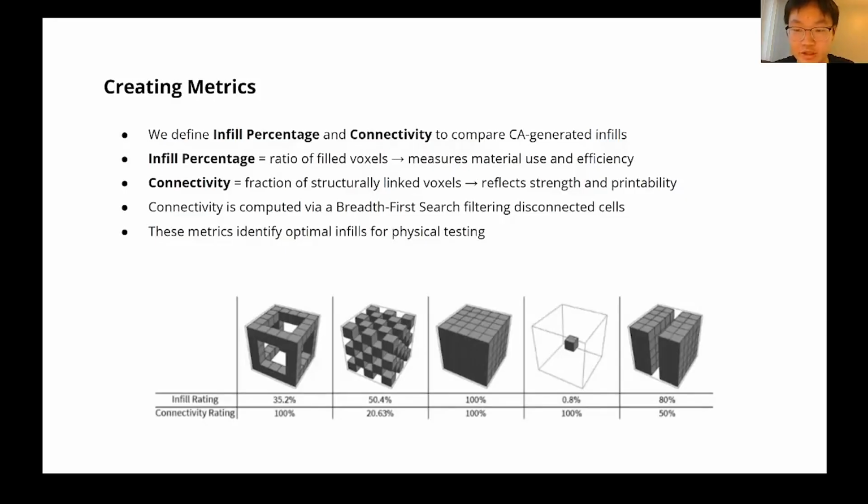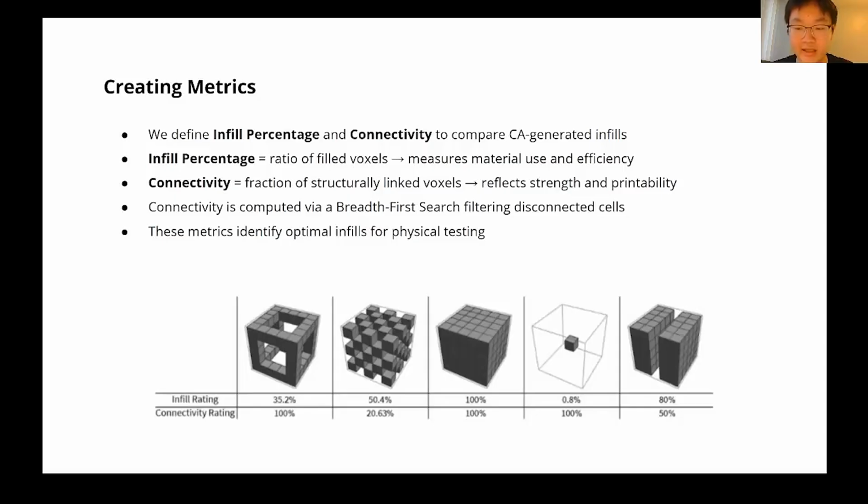Infill percentage is simply the ratio of filled voxels, and it measures how much material the model uses when printing. This is important because it tells us the efficiency and the time to print. You don't want too much material because it will waste the plastic, and you also don't want too little material because it will make the printed model very weak. On the other hand, we also have the connectivity matrix, which measures how well the filled voxels are structurally linked. It can tell us the strength and the printability of the shape.